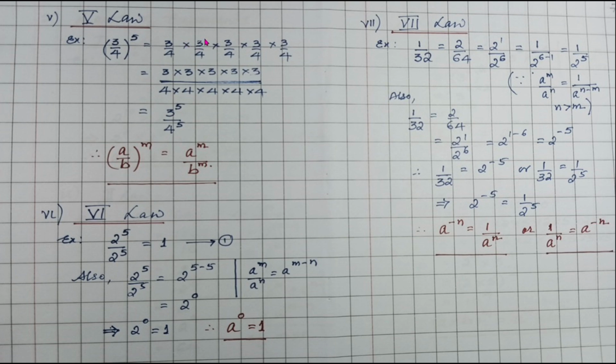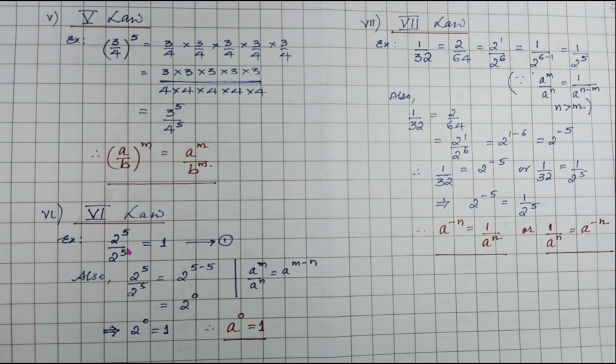So now when I take the product, I have to take the product of the numerators and the product of the denominators. The product of the numerators is 3 into 3 into 3, that is 5 times, and 4 into 4 into 4, 5 times. Therefore it is 3 raised to 5 by 4 raised to 5. That means 3 by 4 raised to 5 has the same value as 3 raised to 5 divided by 4 raised to 5, which concludes that (a by b) raised to m is a raised to m by b raised to m. So please remember that.